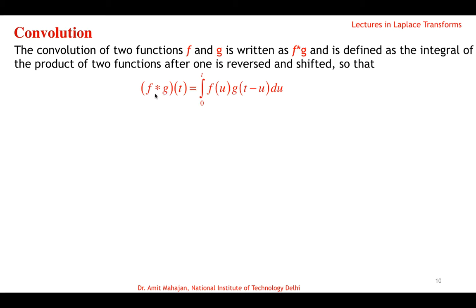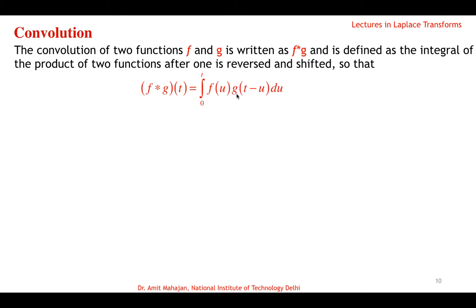So f star g of t means the convolution of the functions f and g, and it is defined as the integral of the product of these two functions f and g, such that one of the functions is reversed and shifted. So I have rewritten the function g as reversed and shifted. In terms of g of u, reversed means g of u becomes g of minus u, and then shifted by an amount t, so g of t minus u.